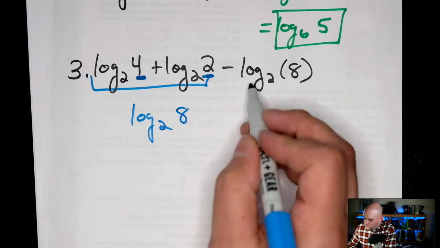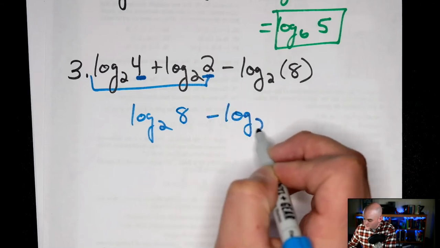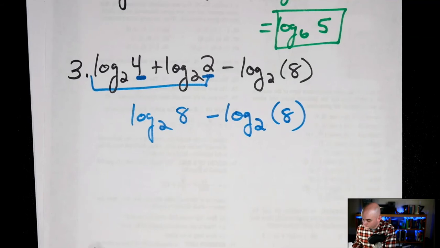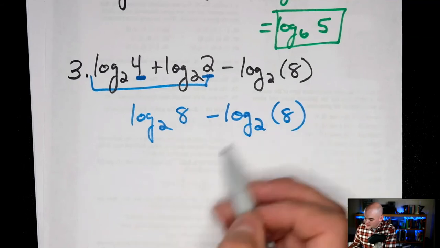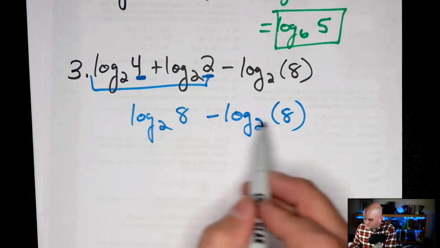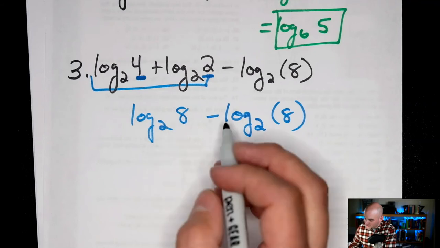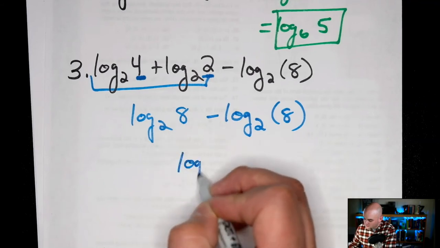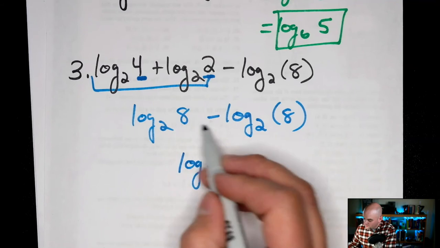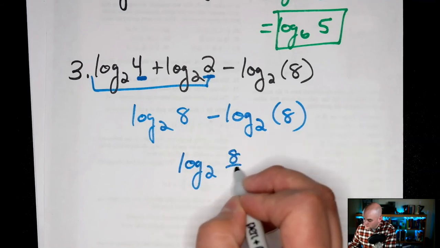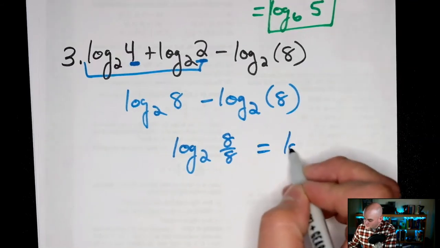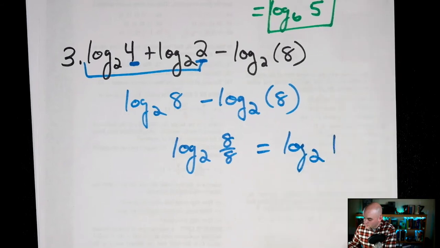And then I'm going to bring down this minus log base 2 of 8. And then I can combine these. This becomes, let's see here, I've got a subtraction symbol here. I can write that as the log base 2 of 8 divided by 8. And that equals the log base 2 of 1, doesn't it?